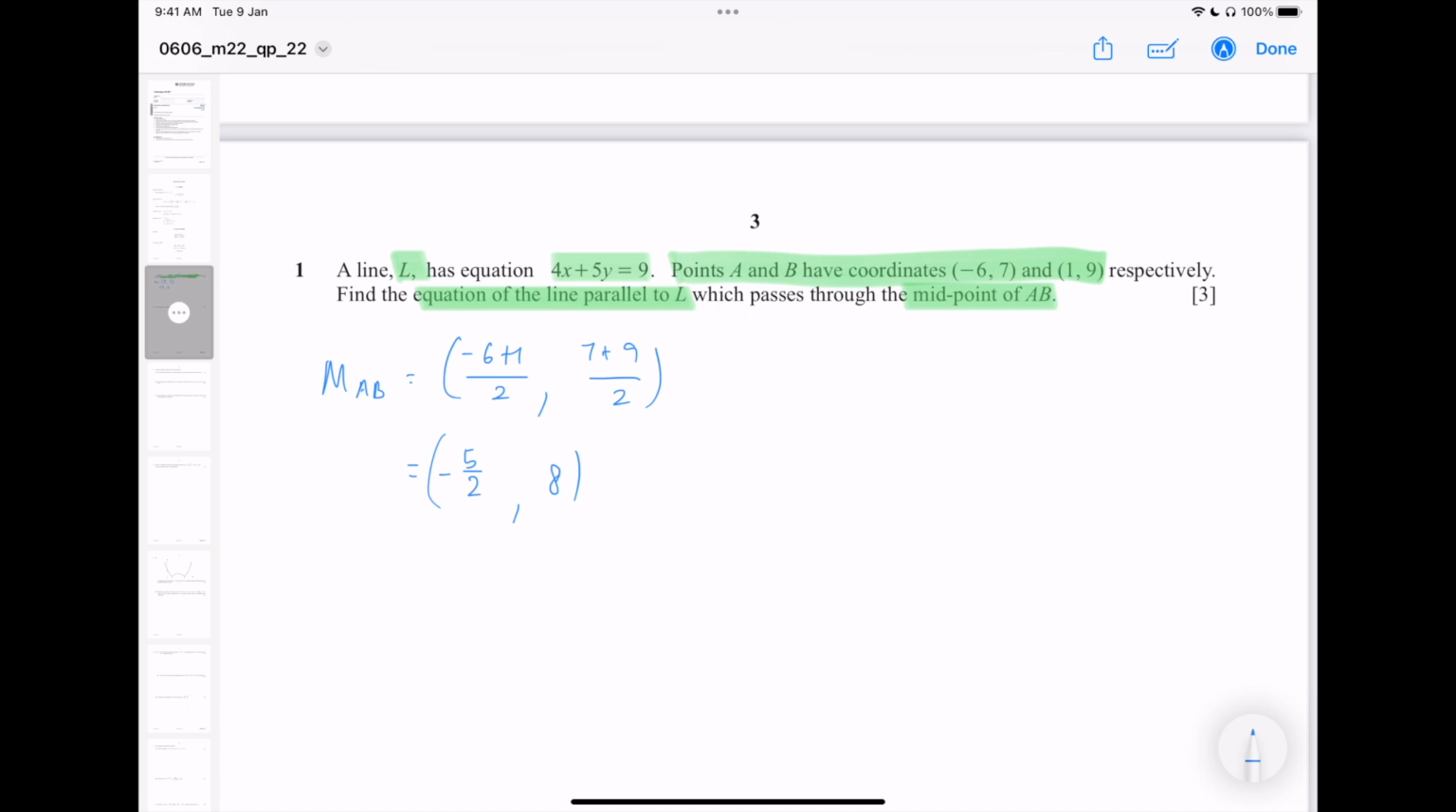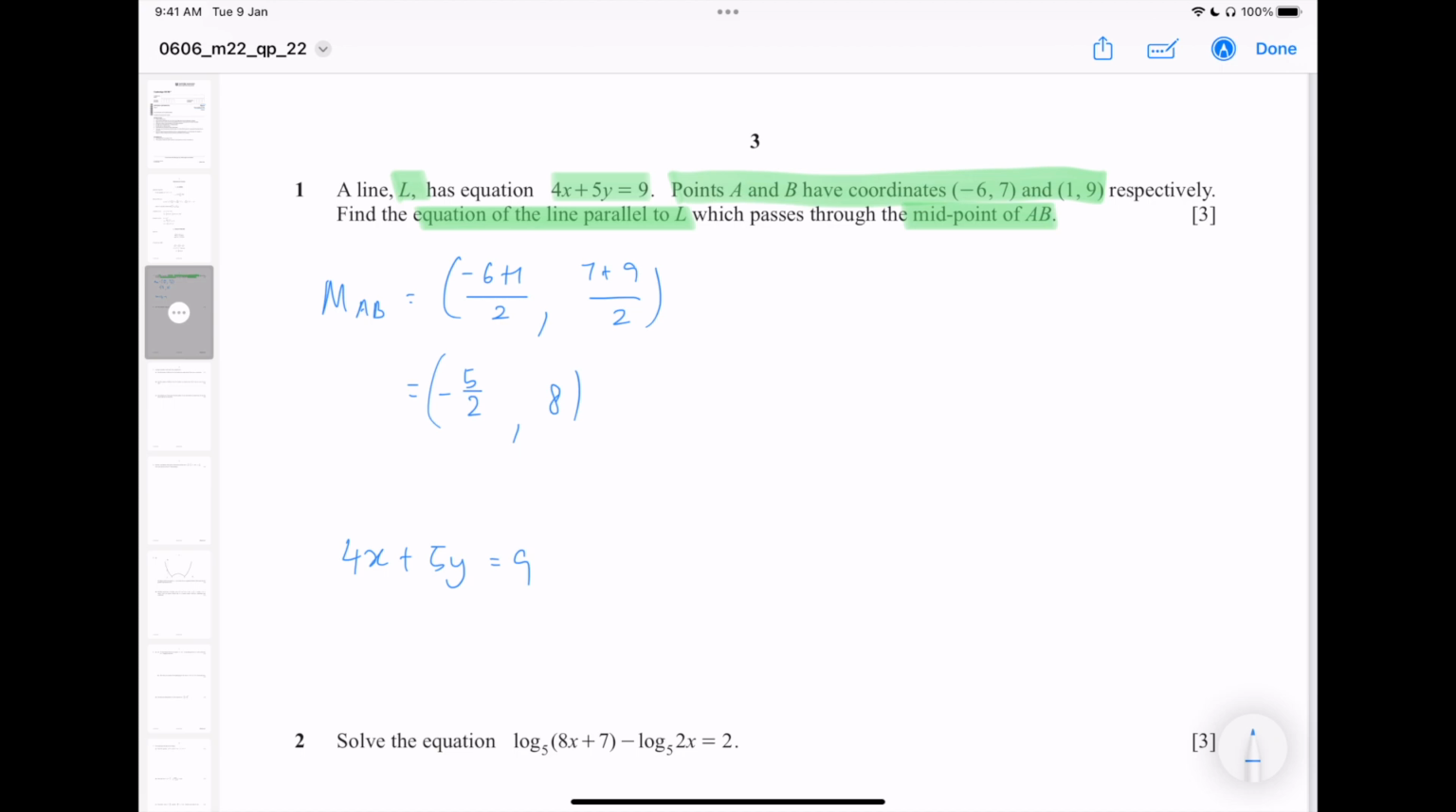What else? Find the equation of the line parallel. Parallel means same gradient. So let's rearrange 4x plus 5y equals 9 so that we can get the gradient. It's going to be 5y equals 9 minus 4x, and y is equal to minus 4 over 5 x plus 9 over 5. I know the gradient's the same, so I can just take the minus 4 over 5. Let's put it in the equation: y minus 8 equals, m is negative 4 over 5, x minus negative 5 over 2. So all you gotta do is just simplify this equation.